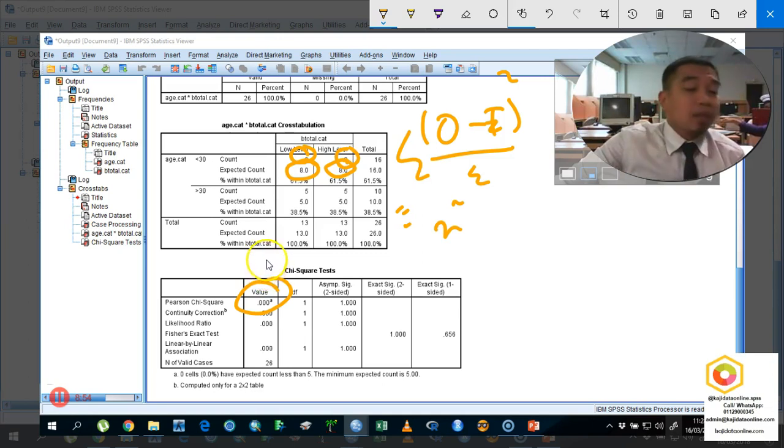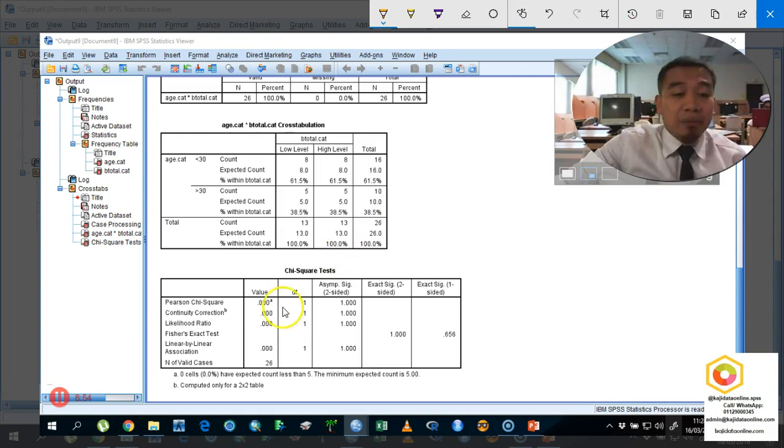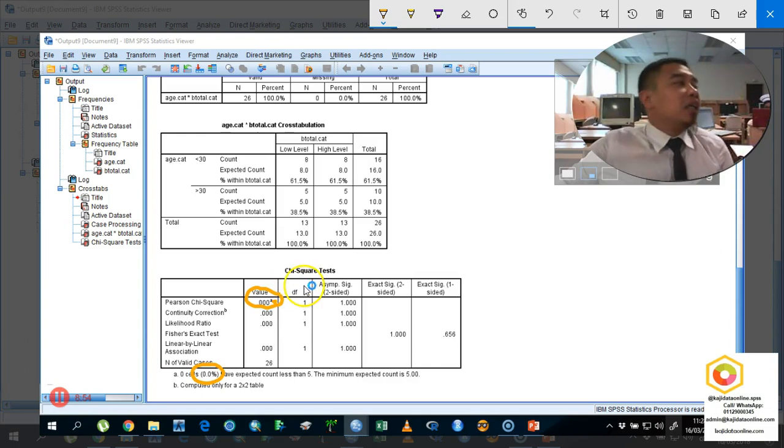Now we need to look at the Pearson Chi-Square. You see the Pearson Chi-Square shows footnote A here. So we refer to A, which indicates 0 cells. That means none of the cells has an expected count less than 5. So that means we can proceed with our chi-square.